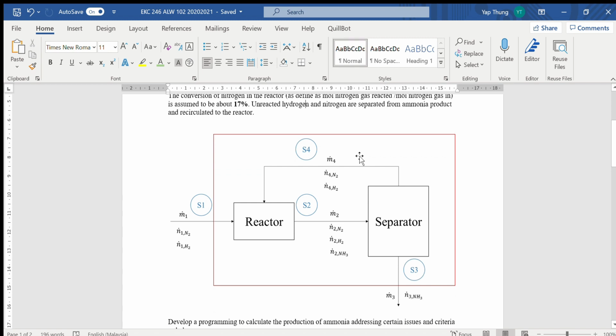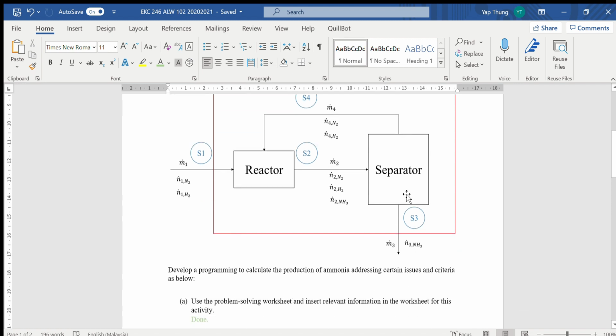So this is the schematic, the diagram, and we have 4 streams in total. Stream 1 is the inlet, and stream 2 is the outlet from the reactor, and then going to the separator. And separator, we have stream 3 and 4, where stream 3 is the stream for the ammonia production, and stream 4 is the recycle stream.